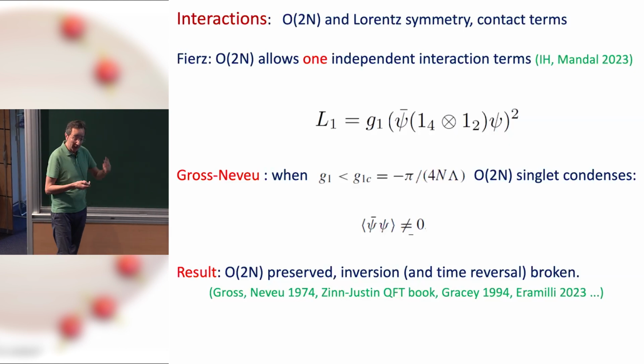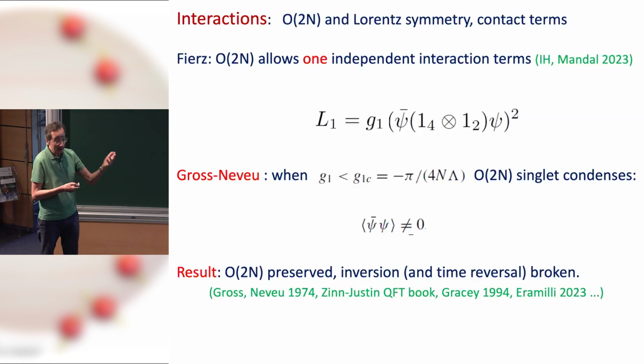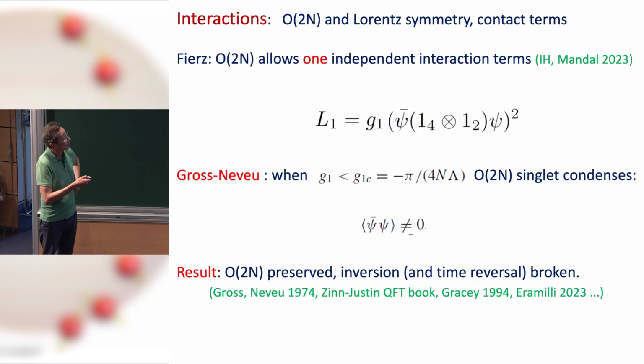If you want to have U4, there are actually two. But O8, there is only one. But that one can be written different ways. So let me write it in a standard way, which is basically the scalar bilinear squared. So this is a quartic contact term. I also want it to be Lorentz symmetric, and now O4. So this is one way to write it.